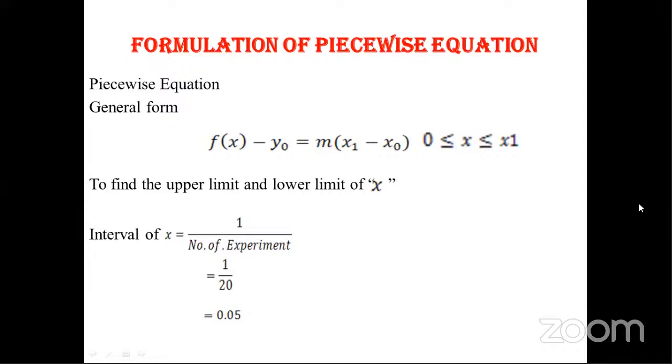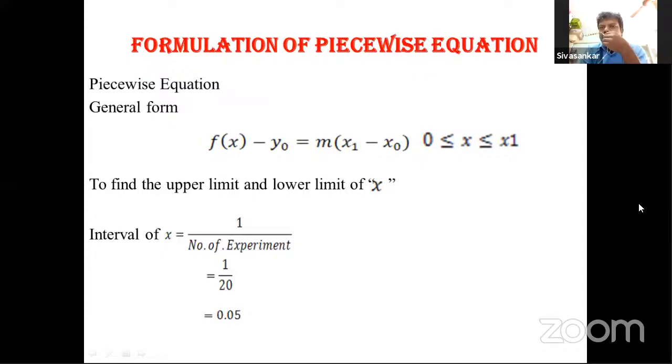Before that, we need to formulate piecewise equations. That is f of x minus y naught is equal to m into x1 minus x naught, where the limits of x are from 0 to x1. It is simply in the form of y minus y1 is equal to m into x minus x1. To find the limit of x, the interval of x may be calculated as 1 divided by the number of experiments. Here, 1 divided by 20. It means we have 20 experiments. So each interval of x is equal to 0.05. It means it will vary from 0 to 0.05 for the first case. For the second case, 0.05 to 0.1. Third case, 0.1 to 0.15, and like that it will go. Next.